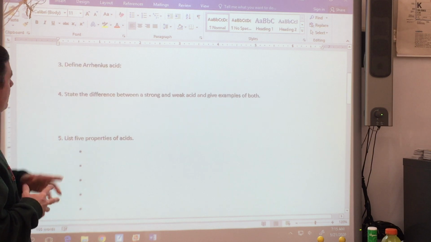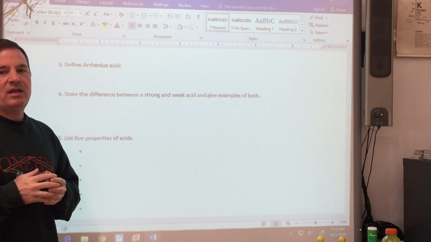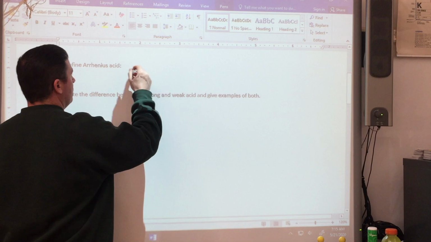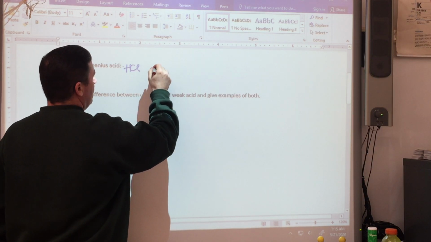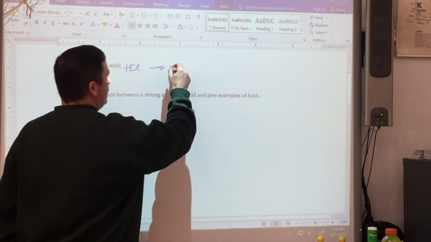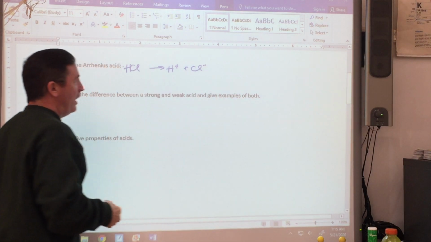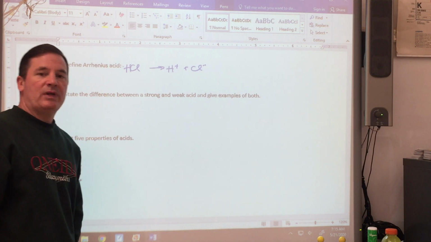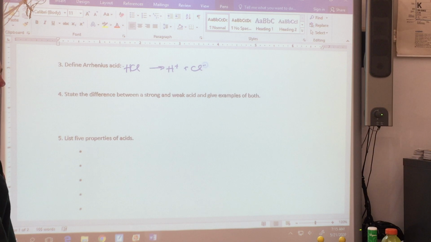Okay, number 3. Arrhenius acids are those acids that give off a hydrogen ion. For example, if we have hydrogen chloride, it will produce hydrogen ions and chloride ions. Since it gives off the hydrogen ion, we call it an Arrhenius acid. Okay? State the difference between a strong and weak acid and give examples of both.